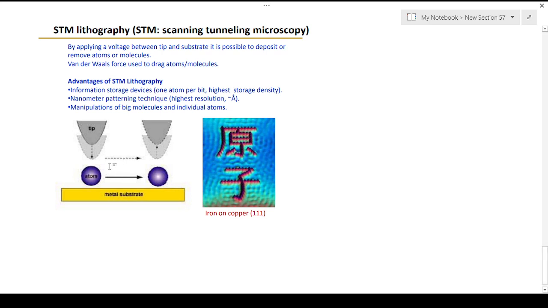In order to drag the atom, we will be utilizing van der Waals force between the tip and the atom. The advantage of using scanning tunneling microscopy is that you can actually take a single atom by interaction of electrons with the atom, and move one atom from one position to another position. So it is a tool for the manipulation of big molecules and individual atoms within a system.